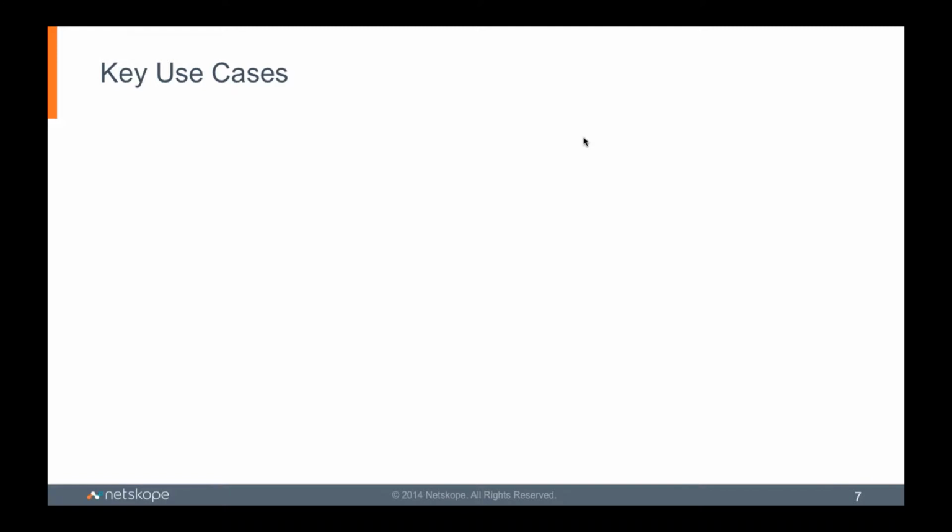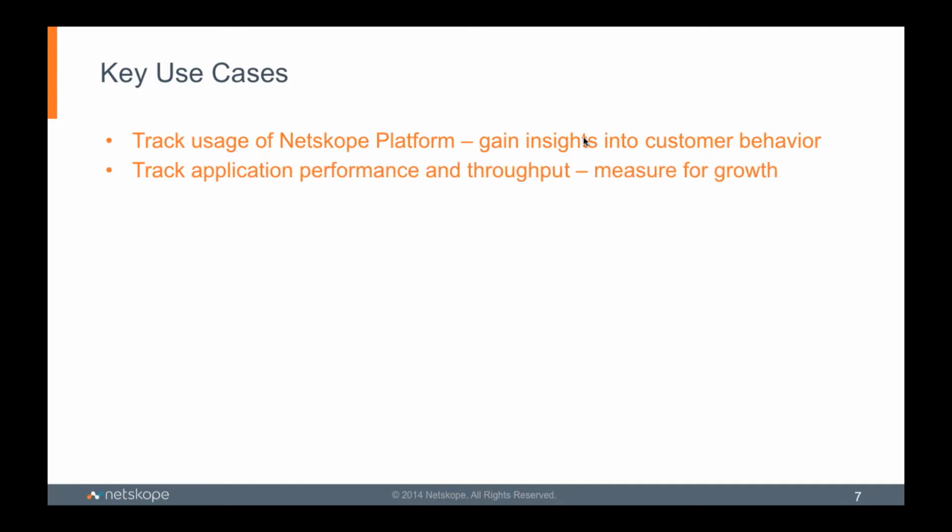Just to answer that question, we had a few use cases that we really wanted to find an answer for. We wanted to track usage of the Netskope platform. What are customers doing with our product? Where are they coming from? What are the kinds of things they're seeing or running into? And what are the key areas or the hotspots in the application that our customers like and visit often? And obviously, we want to do that across our customer base. So that was the first use case.